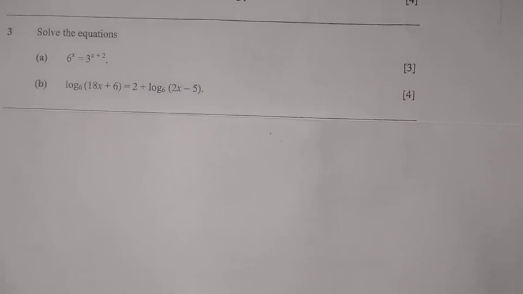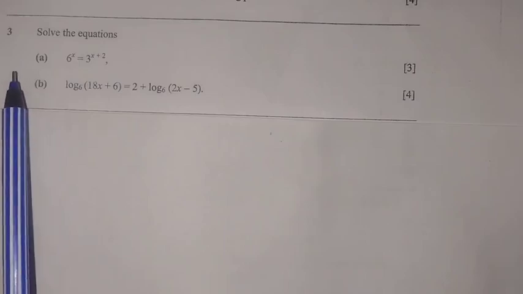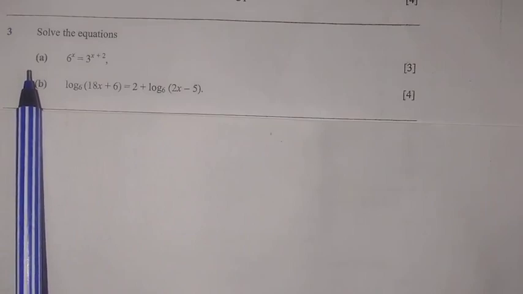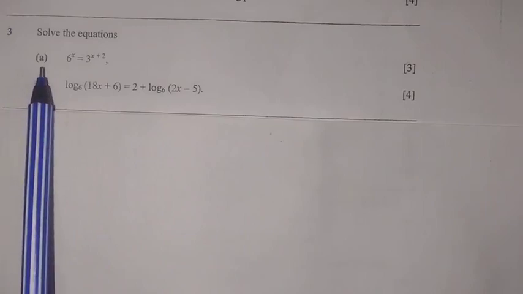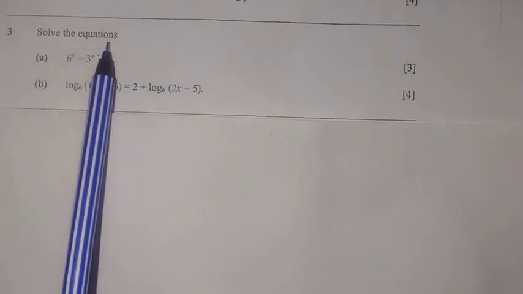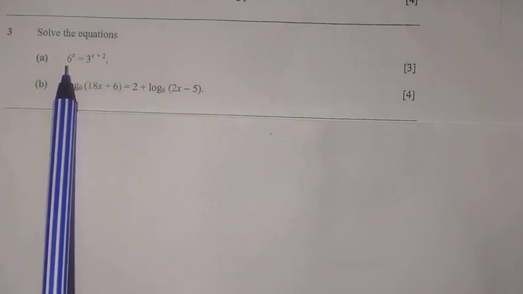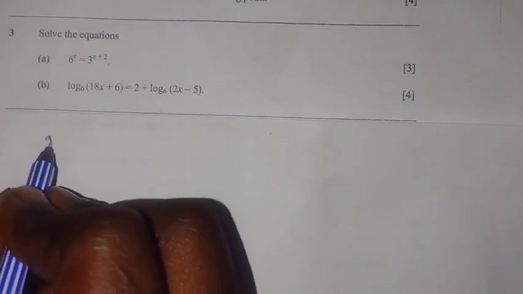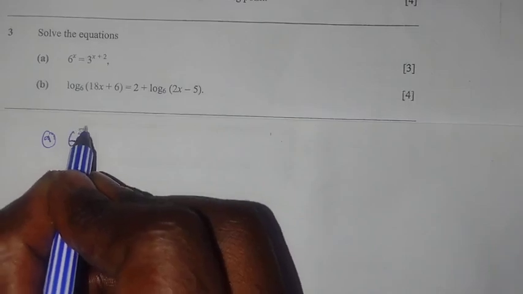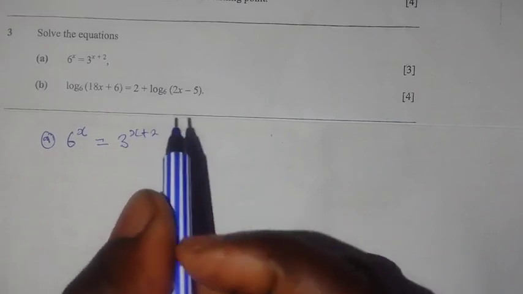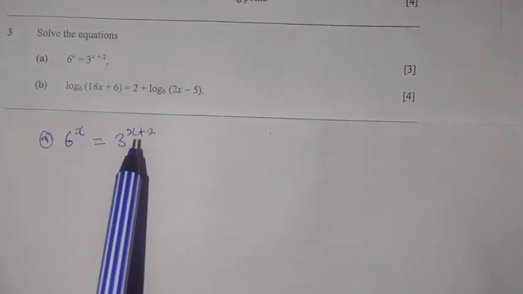So in this presentation, we are answering question 3 right here. This is a question that came in additional mathematics paper 2 for 2023 for internal candidates. So question 3, we have A and B. We are going to start with question A. Solve the equations. A, we have 6 raised to the power of x is equal to 3 raised to the power of x plus 2. So first thing, we are going to write the question. Here we need to solve the equation by finding the value of x.